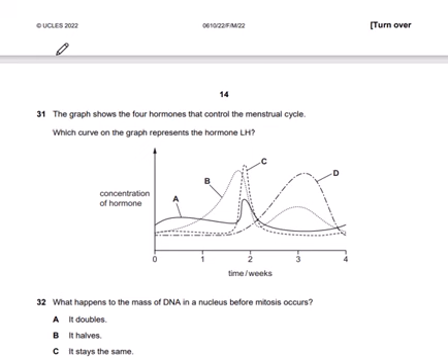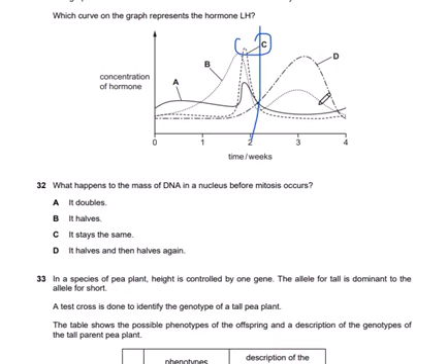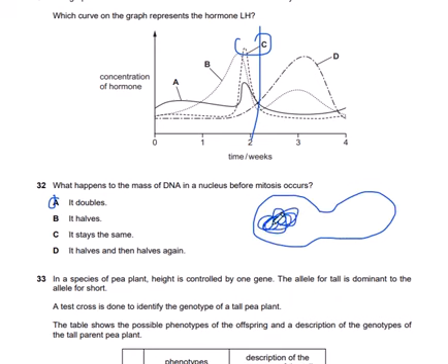Which curve in the graph represents the hormone LH? What's LH? It's luteinizing hormone, and it stimulates ovulation on day 14. So that's actually near week 2. So that makes it C. What happens to the mass of DNA in a nucleus before mitosis occurs? It doubles. So that when it divides, this is how it looks. This is the nucleus and the information, and this is another one. And then when mitosis occurs, it just breaks down.